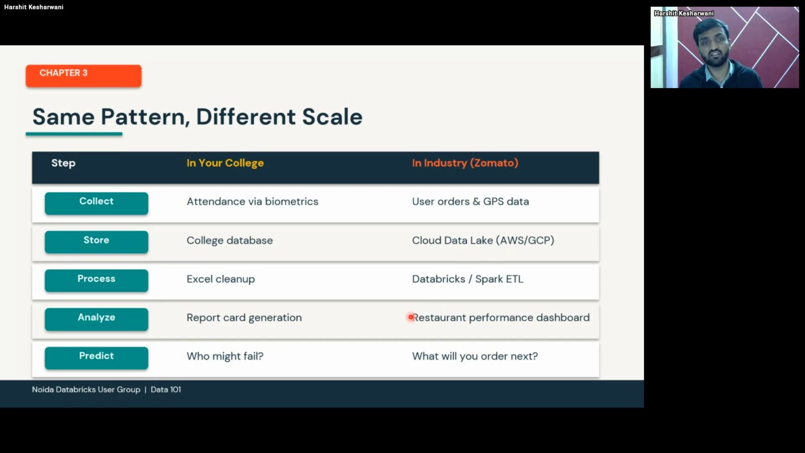So hope you understand how the simple things which work on a small amount of data are utilized in the same way in industry, but with specialized tools to do specific jobs. Right? Hope it is clear so far.